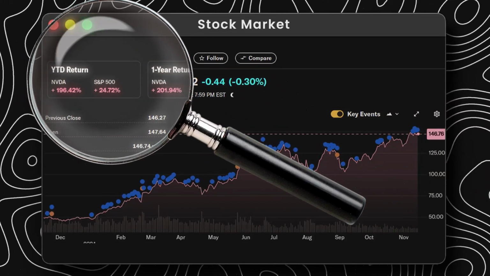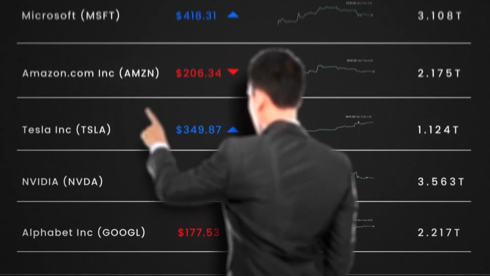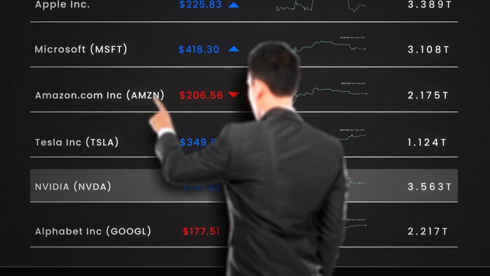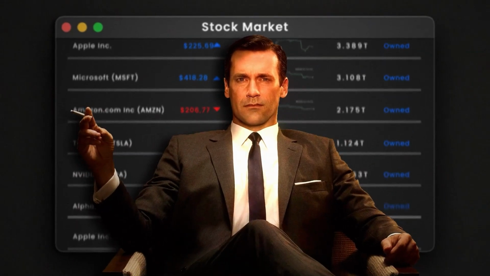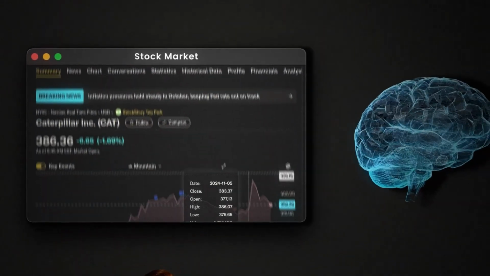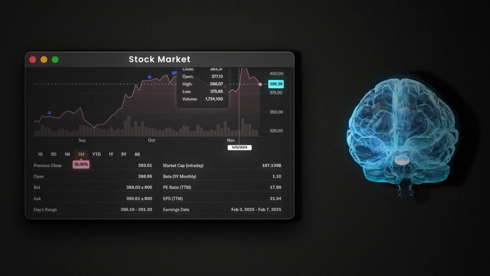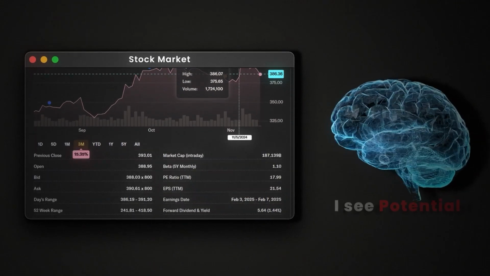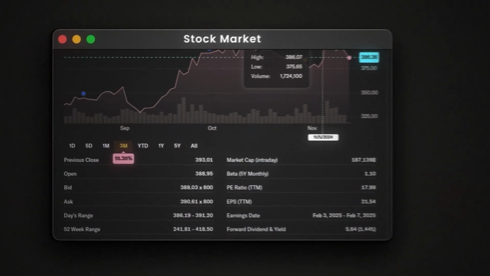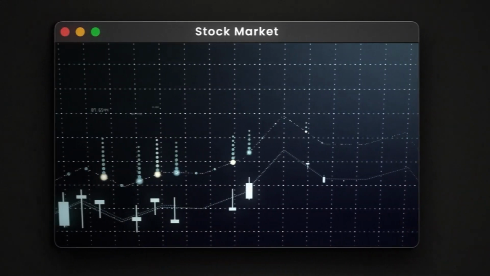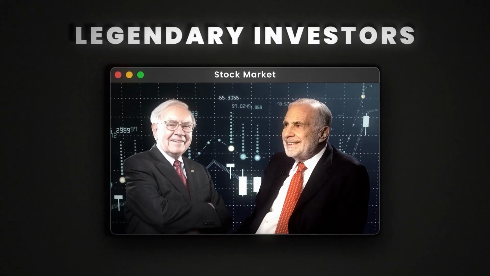How to evaluate stocks. Whether you're a beginner trying to pick your first stock or an experienced investor looking to sharpen your skills, this video will guide you through the key metrics and strategies to help you make smarter investing decisions. Stick around to the end because we'll also cover some pro tips from legendary investors.